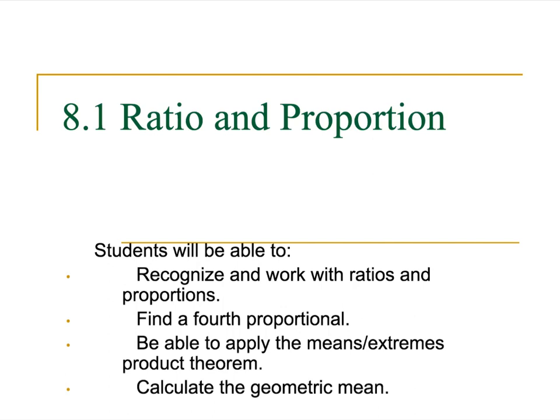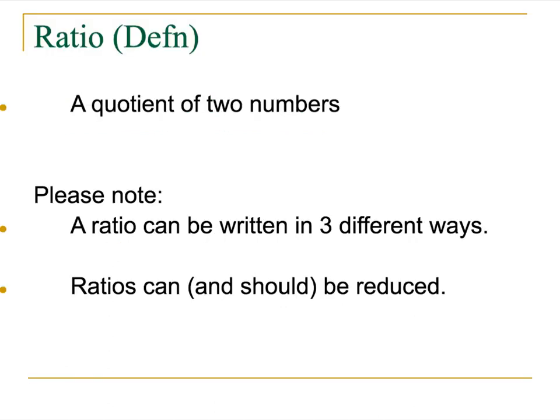So if you guessed that we're going to be talking about ratios and proportions, you are absolutely correct. That is how we're going to start out 8.1. So a couple basics about your ratios. It's a quotient of two numbers, right? Something over something, but it can be written in 3 different ways. You can have 1 over 2, 1 to 2 with a colon, or 1 to 2 in words. They can and should be reduced. So if it's possible to reduce them, please reduce them.